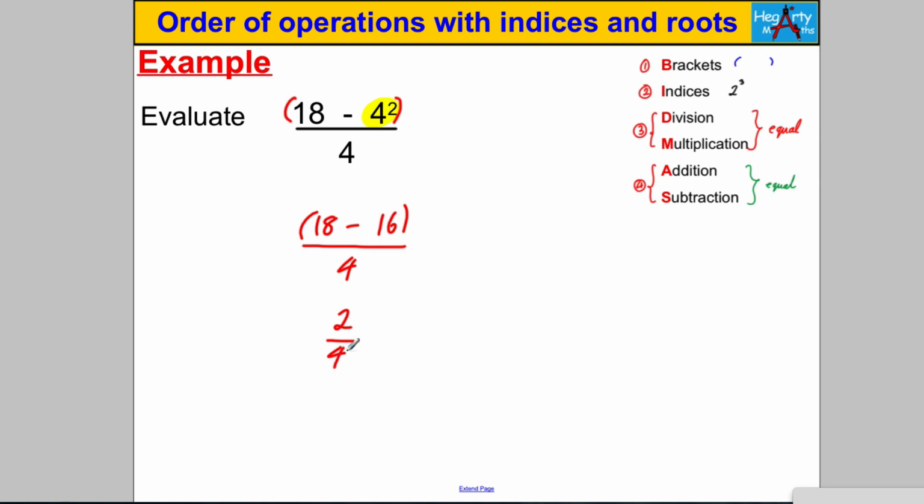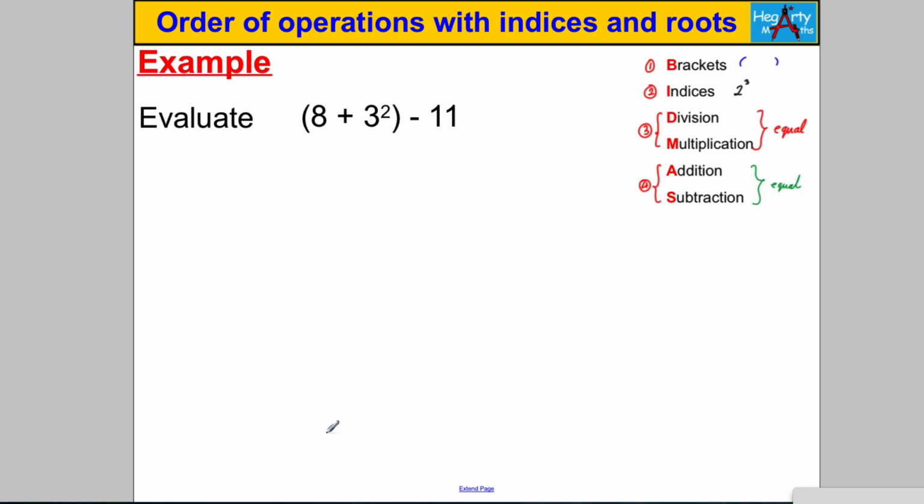And this is a fraction, isn't it? We can simplify that, divide top and bottom by 2, and we get a half. Or you could write it as a decimal 0.5 if you really wanted, but a half is perfect as well. Next question. Pause the video, have a go.